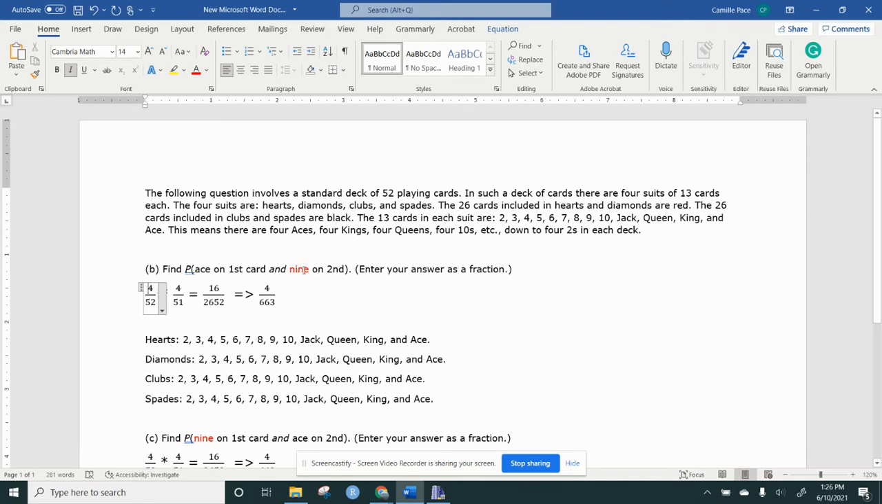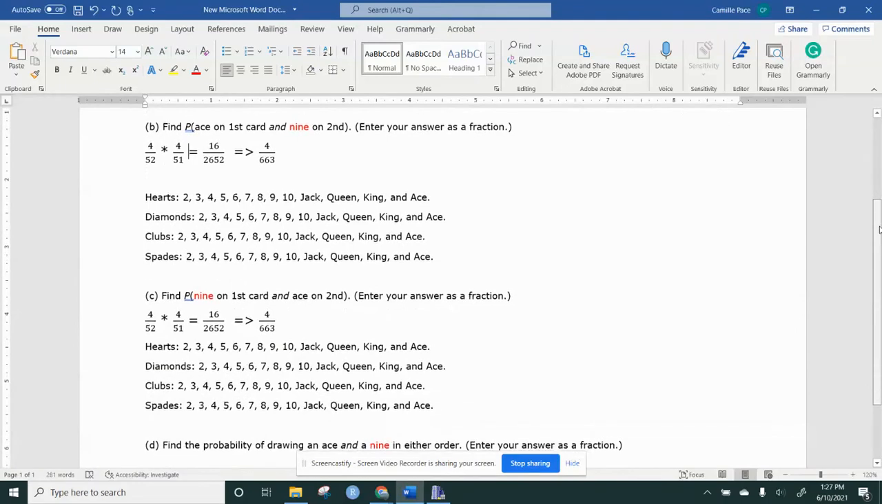All right, so finding the 9 on the second card. Remember, my first card was an ace, so I didn't touch any of the number of nines. So I still have four nines over 51 cards because I took that first card out. So if I multiply it together, I get 16 over 2,652. And if I reduce it, I get 4 over 663.